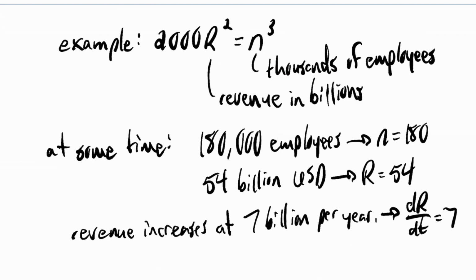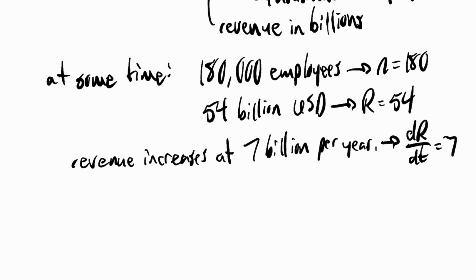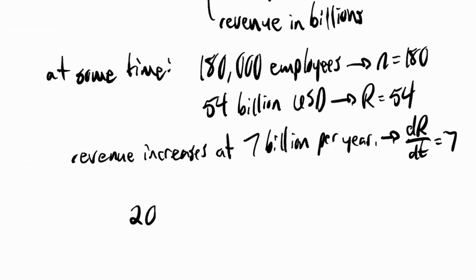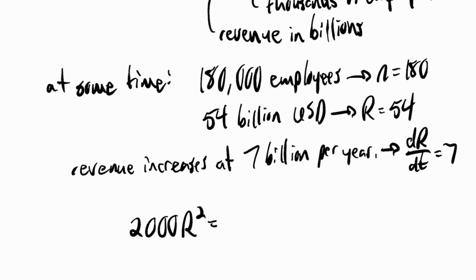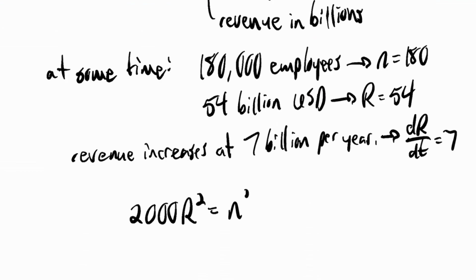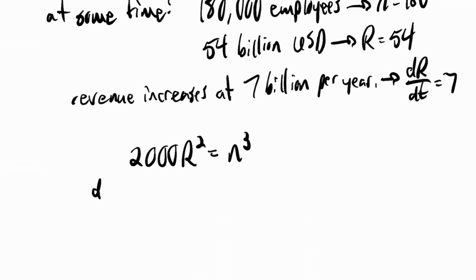So now if I want to know the rate of change in the number of employees, from year to year, how is that number going to change? I can use this original equation. I can find the derivative with respect to time of this equation, plug in the numbers I'm given, and then I can find out the rate of change in the number of employees. So let's do that. I'll just copy the equation down here. So 2000 r squared equals n cubed.